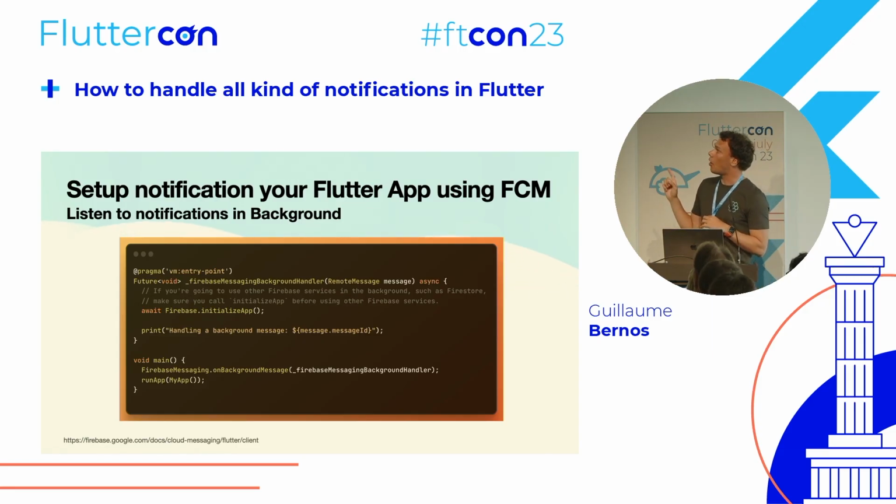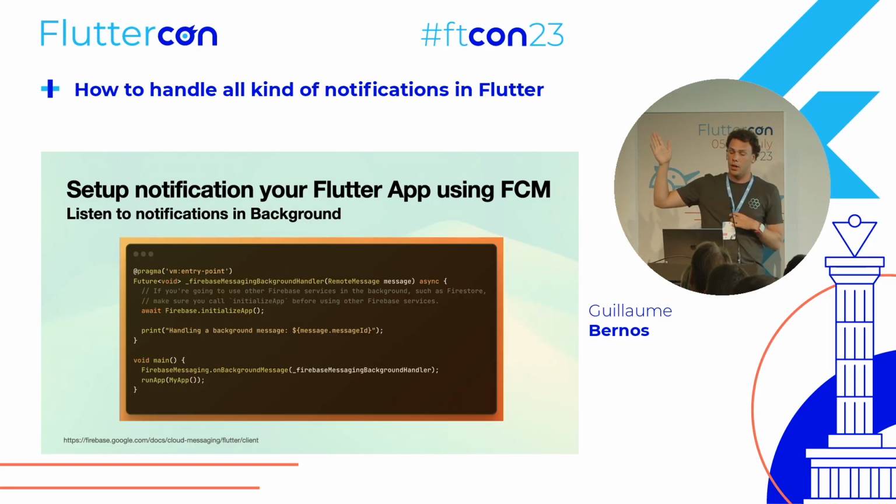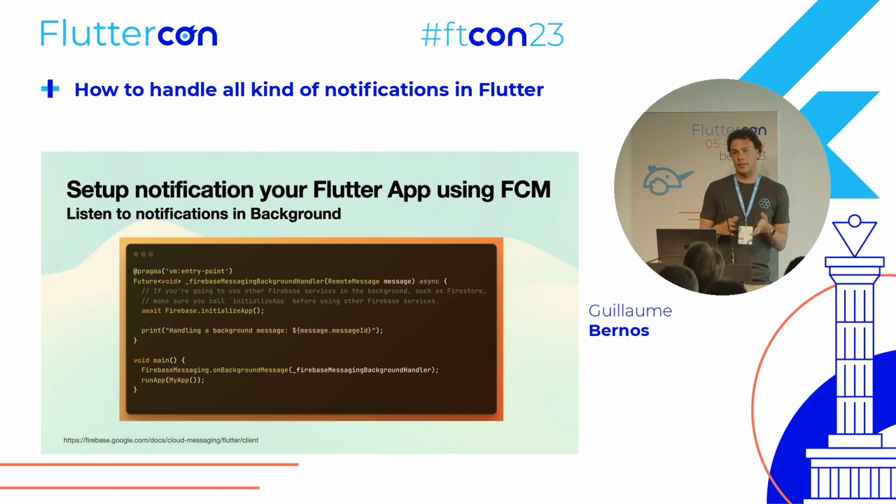So on the background message, you give a function to handle the message. And as you can see, on the top of the function, you have a little decorator, which is pragma vm:entry-point. It helps the native Android and iOS part to run this code properly, which means that the iOS and Android native part will be able to get a link to this function in Dart and execute it from Java and Objective-C. And as you can see, you have to do everything again. So even if in your main you are initializing Firebase, you will have to do it again in your dedicated function, and then you can handle your message normally.